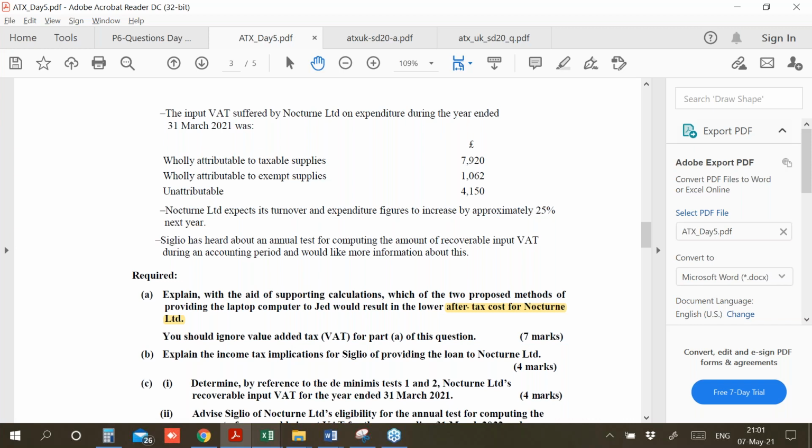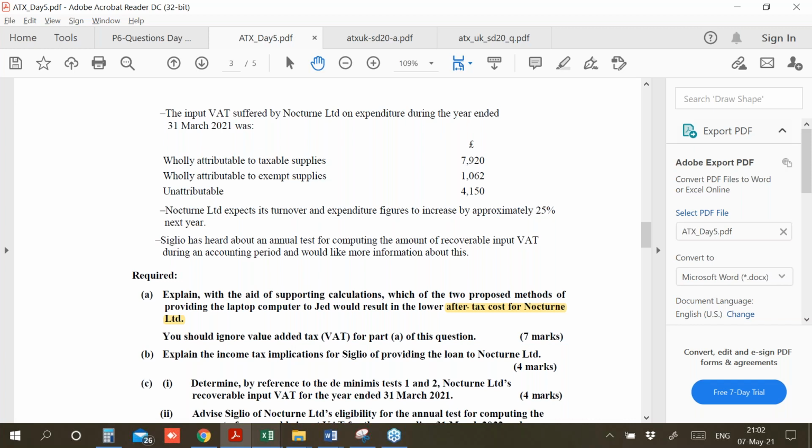Therefore, option 2 will result in lower tax, a lower after tax cost for you. So in this way, you have to explain to him, and do remember that the client is sitting in front of you, but you are not allowed to talk. The only way of communication is paper. So that is how you should answer.